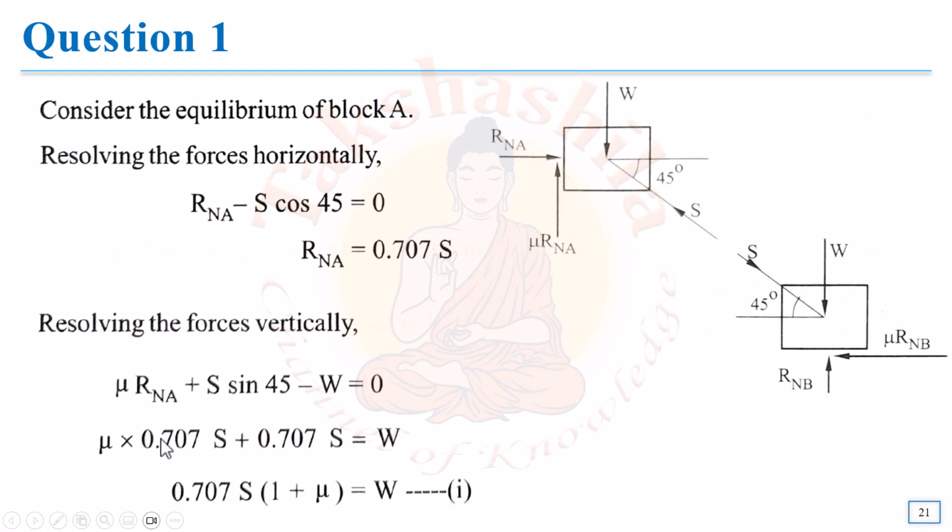Now what I can see is S is actually common in both these terms. So 0.707 times S is actually common, so I will take that outside. What I will get inside the bracket is, if I take the first term, mu, plus, if I take the second term, 1. So 0.707 S into mu plus 1, or 1 plus mu, is equal to W. Let us mark it as equation number 1. I have simplified the equation to the farthest extent possible. Okay, now let us keep it like that and move to the free body diagram of my second body and repeat the very same process of applying the equilibrium condition.